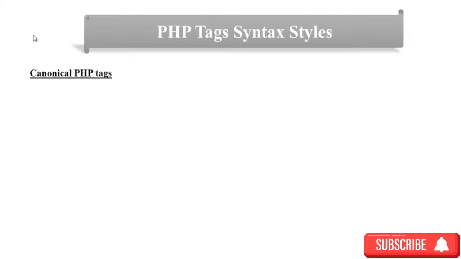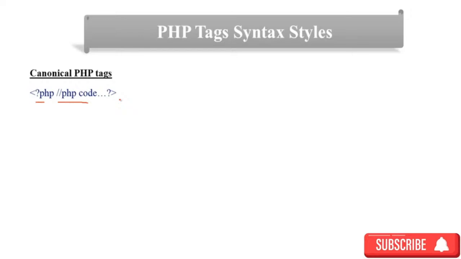So first of all, canonical PHP tags. This is a very common method, a syntax that is used widely in the HTML document to use PHP code. It starts with an angle bracket, question mark, and PHP. Then between that you write PHP code and close the tag with a question mark and closing angle bracket. So this is a very famous method to use PHP code in an HTML document.